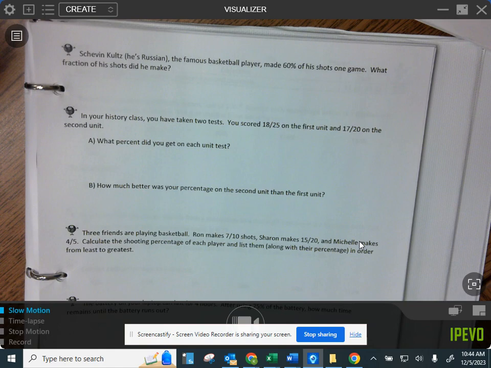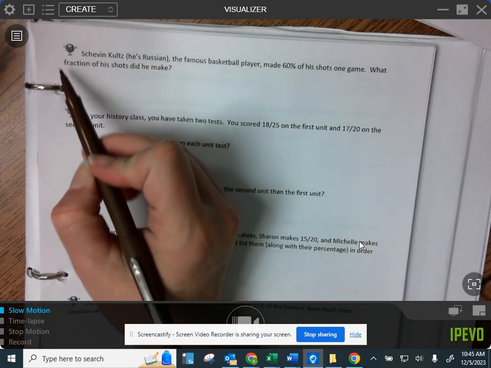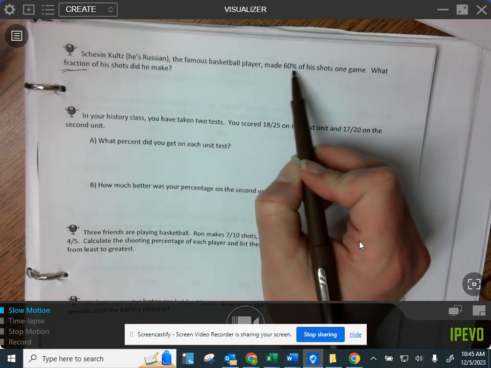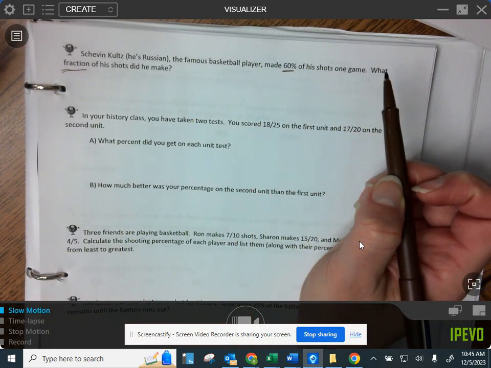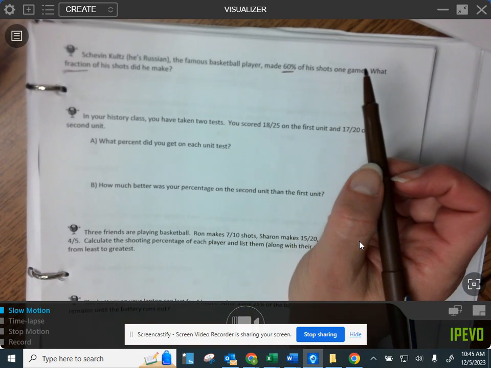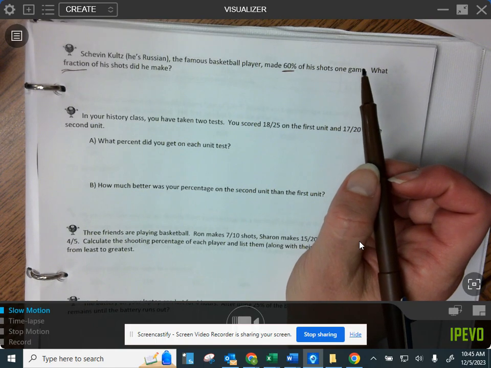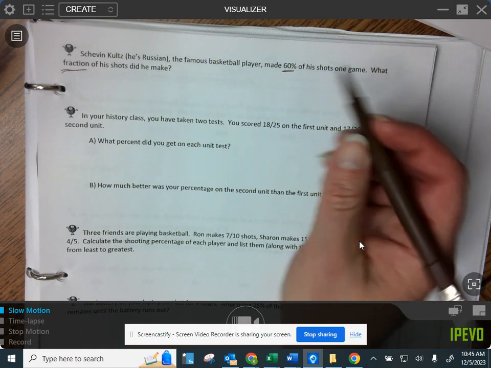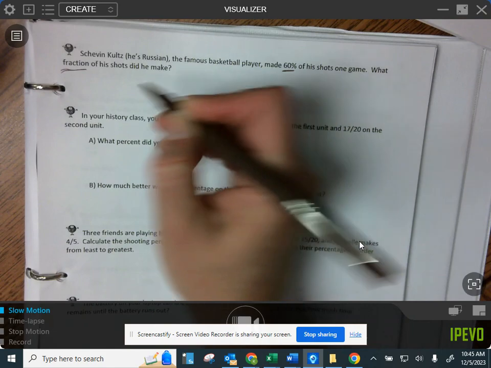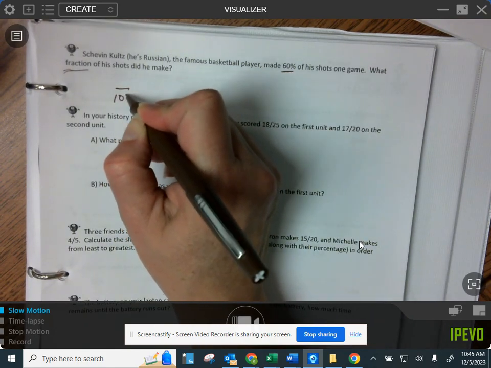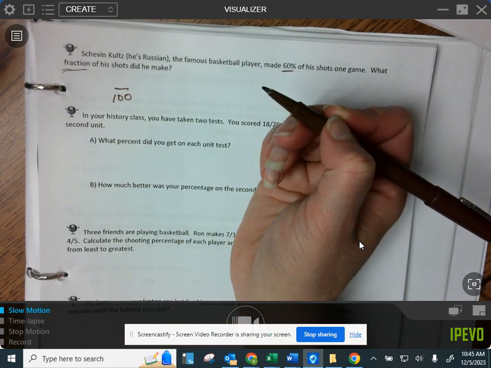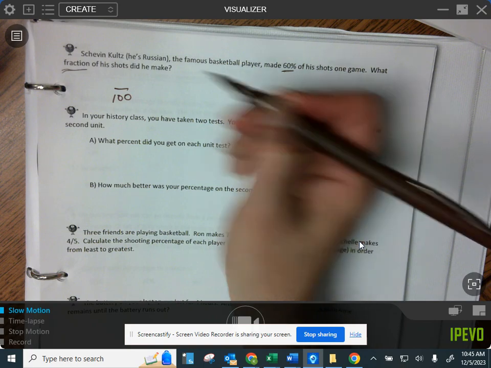What do you think? Yeah, because it says what fraction of his shots. So I know my percent is 60. How do I turn 60% into a fraction? Remember, that was the first part of that first page, Liam. So I want 100 to be my denominator. What am I going to put as my numerator? Yeah, that's 60.